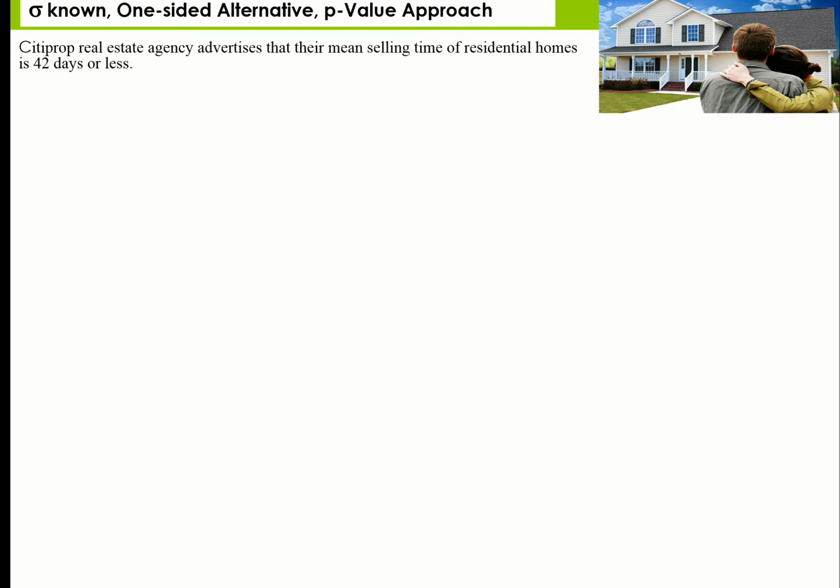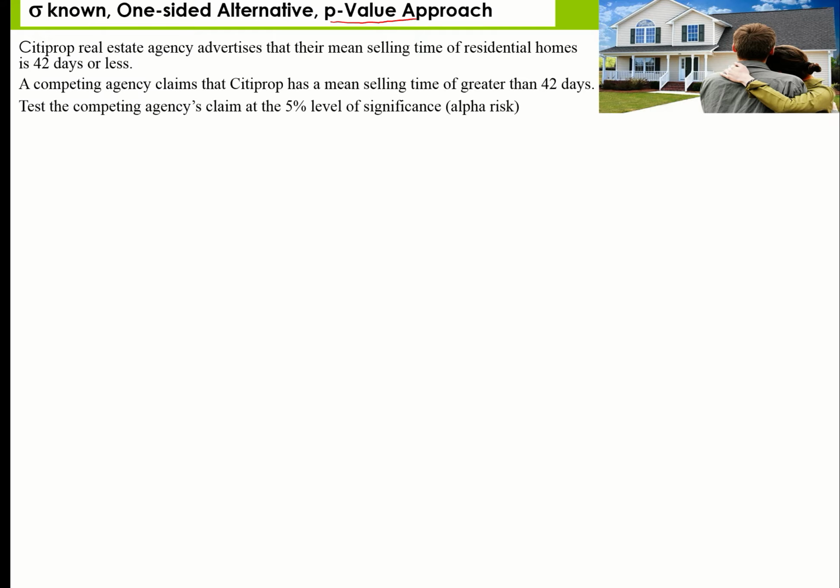We are going to solve a hypothesis test example by the p-value approach. CityProp Real Estate Agency advertised that their mean selling time of residential homes is 42 days or less. A competing agency claims that CityProp has a mean selling time of greater than 42 days. Now we are going to test the competing agency's claim at 5% level of significance. So the level of significance alpha is 0.05.